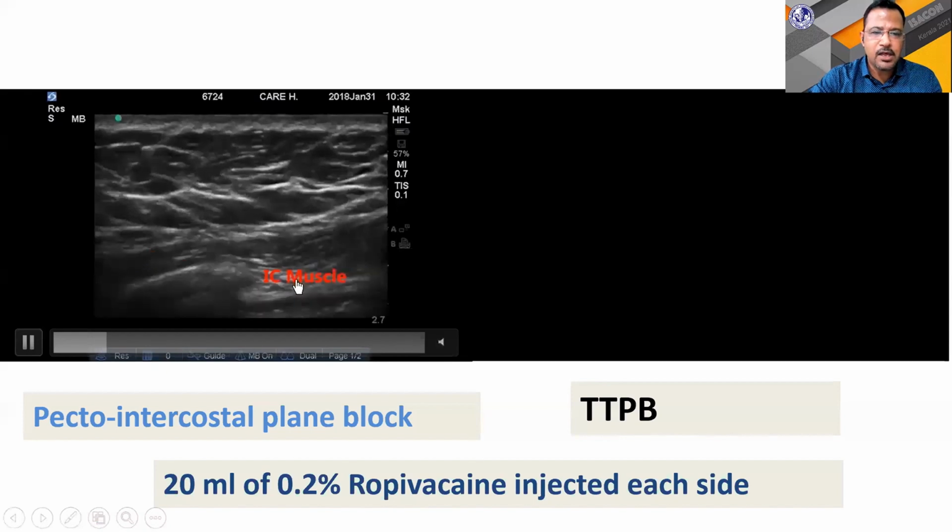Now, this is the way I do my pectointercostal fascial plane block. This is the pec major muscle, this is the intercostal muscle, and as I inject, I will try to unzip the plane between the pec major and the intercostal muscle.